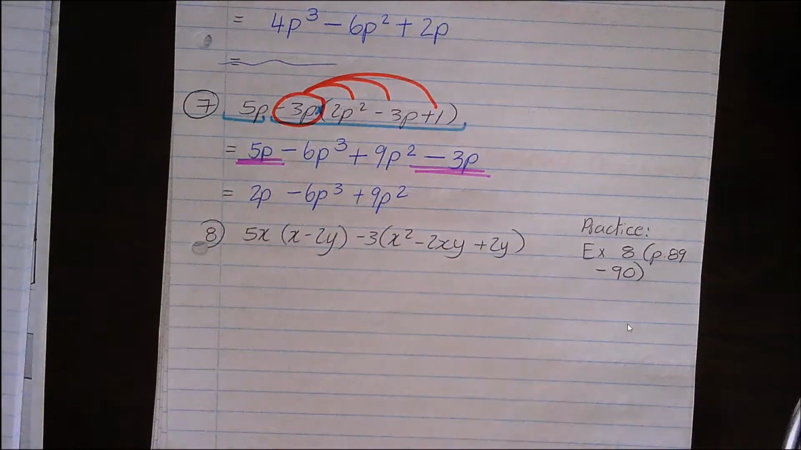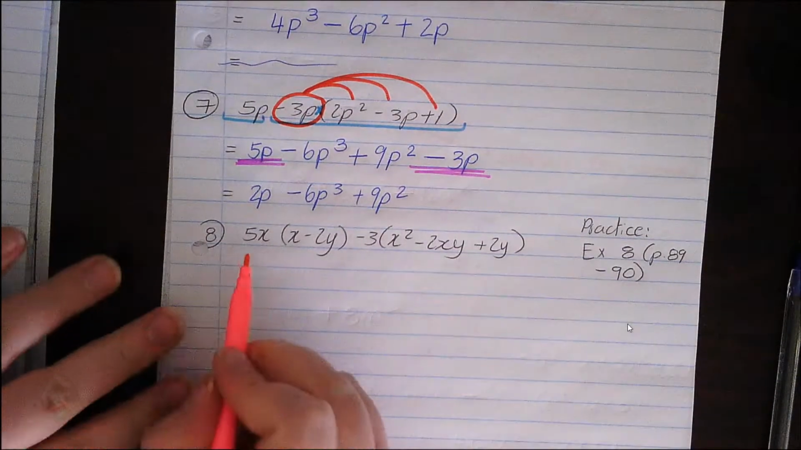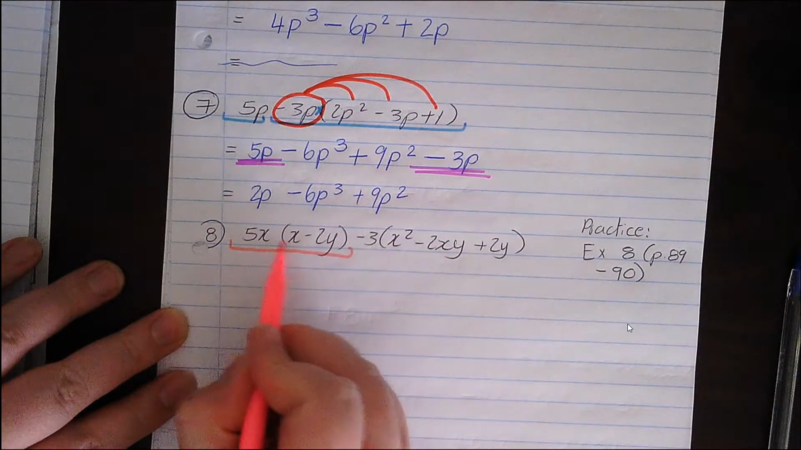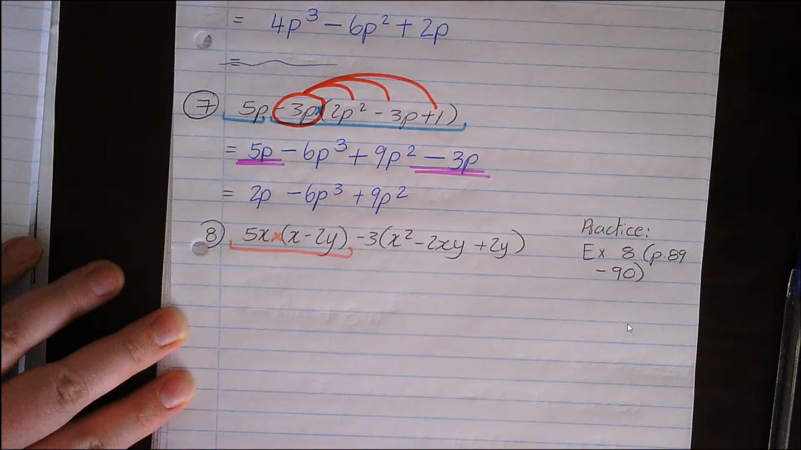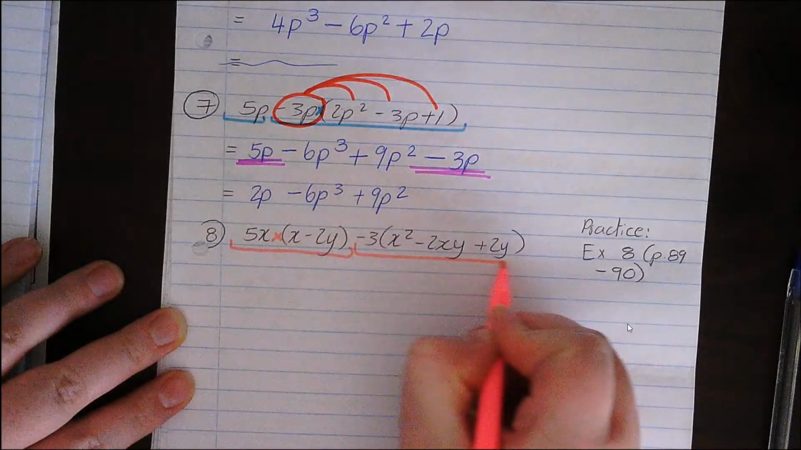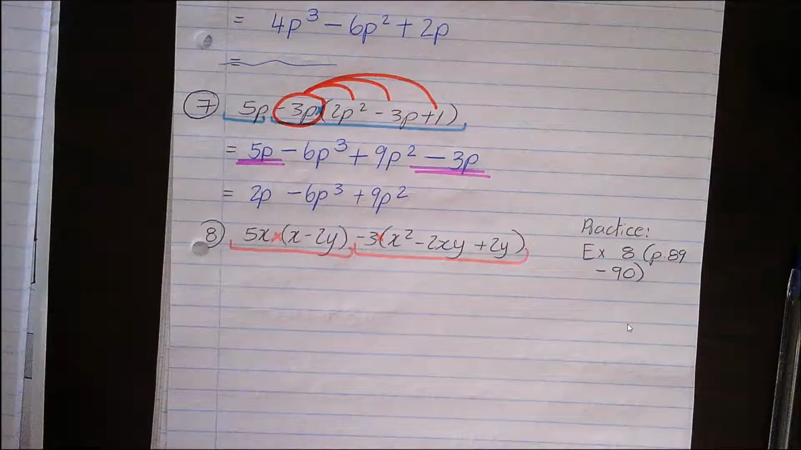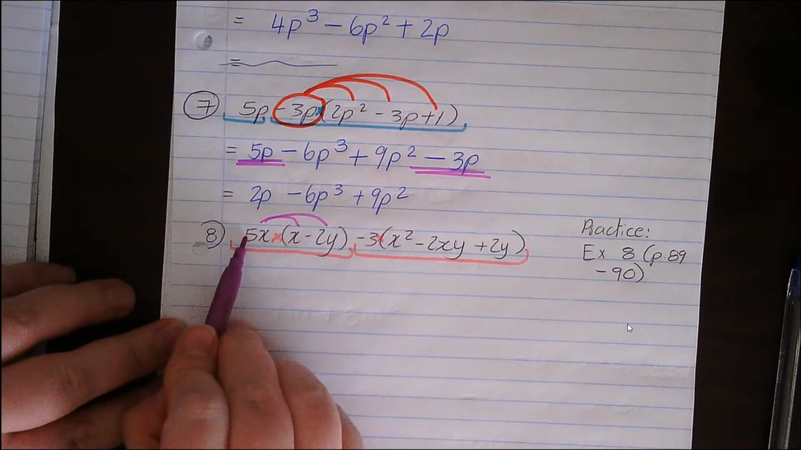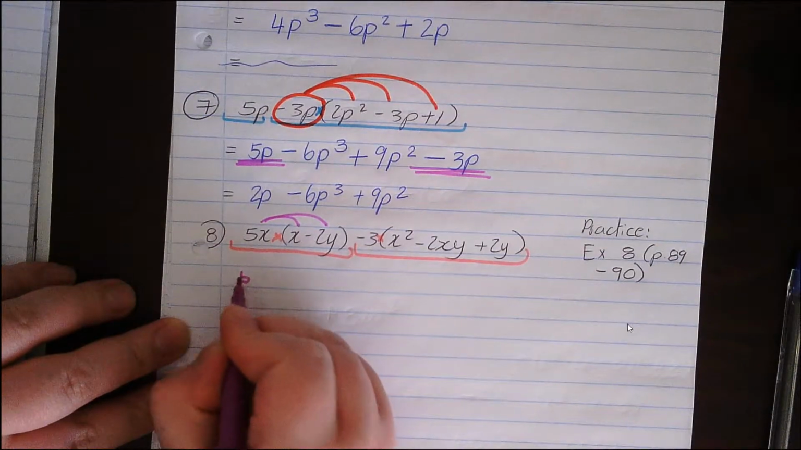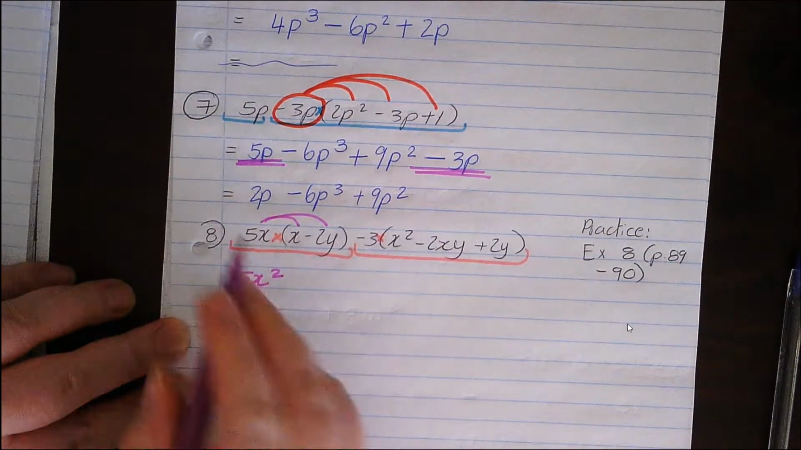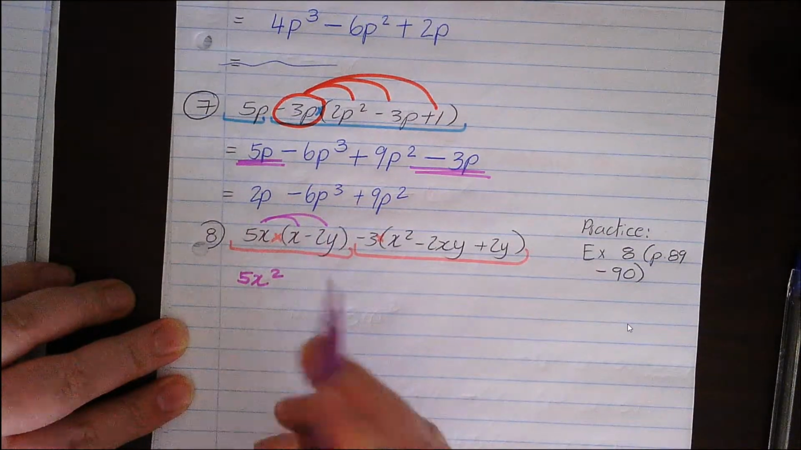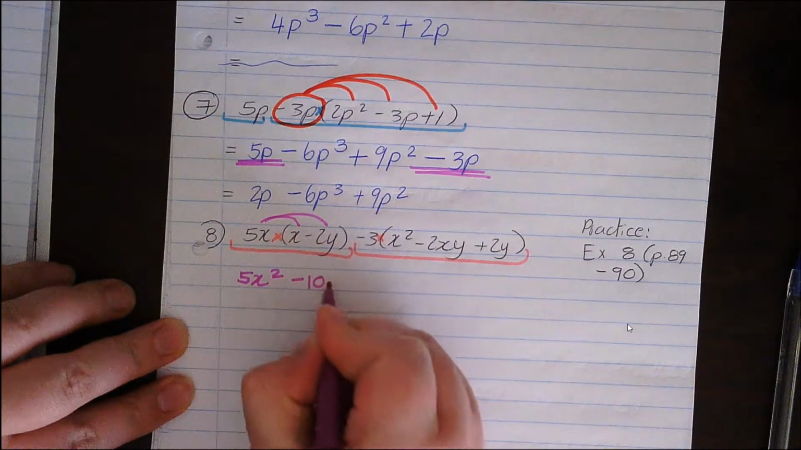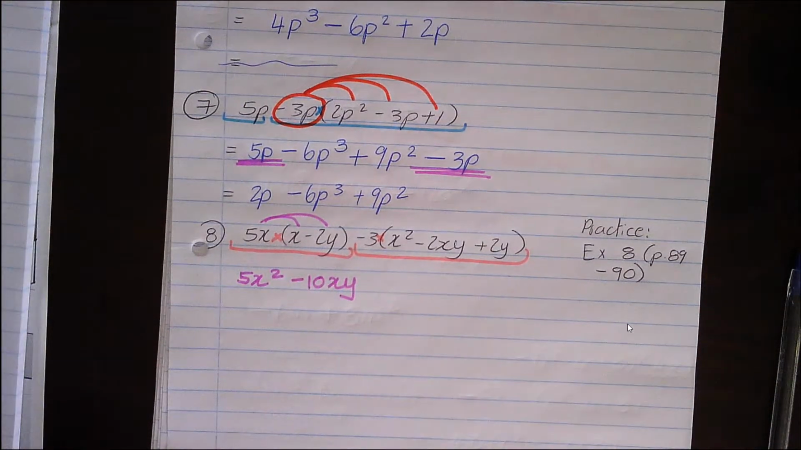Okay. Let's have a look at number 8. This is one term glued together by the brackets and multiply. This is our second term glued together by the brackets and multiply. Okay, so let's look at that first term. We're going to distribute there and there. 5x times x is 5x squared. 5x times negative 2y is negative 10xy. Okay.